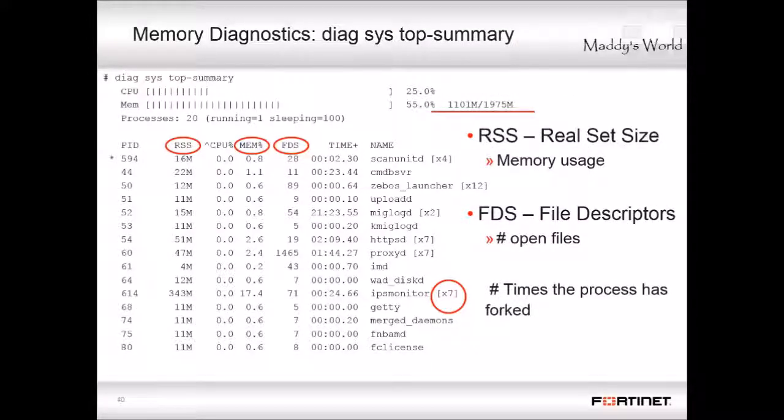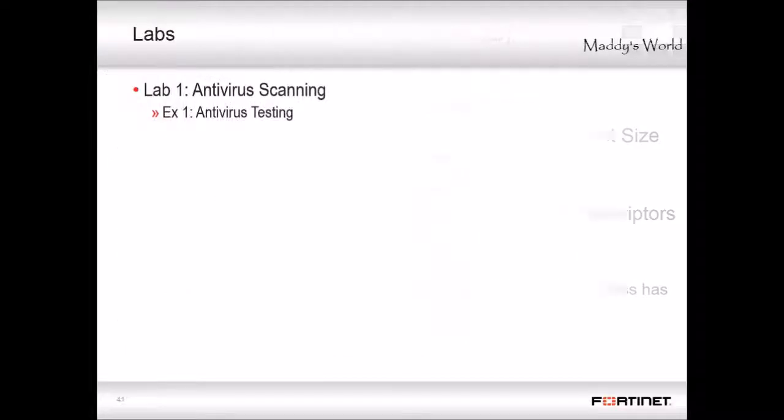diag sys top summary is a useful command to take a look at the overall memory and CPU. It is similar to the diag sys top command. This command is more suited for looking at memory usage, whereas the top command is better for CPU.